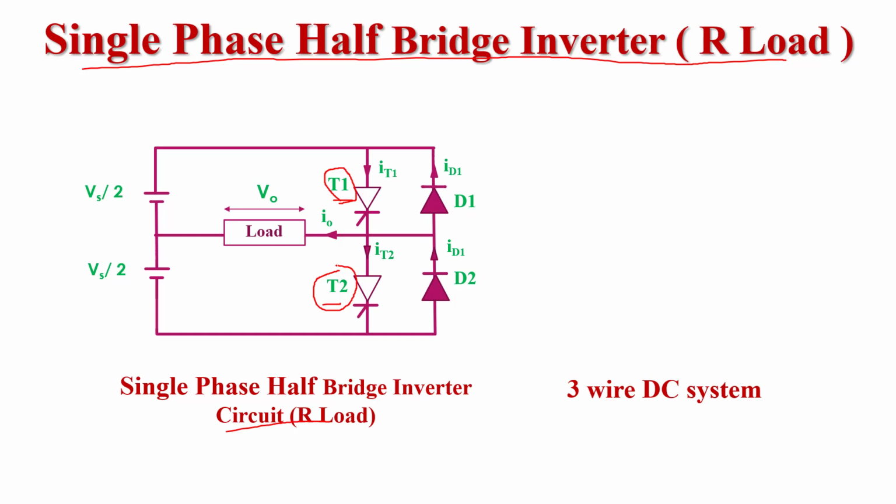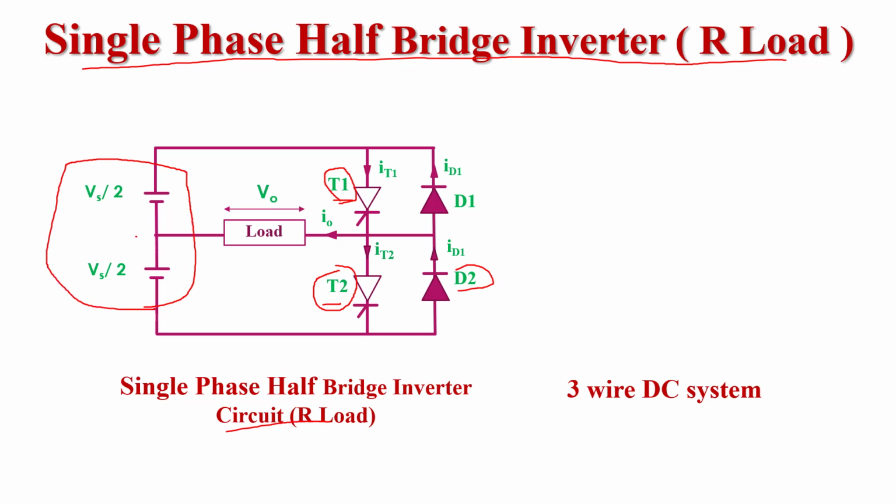But in case of full wave bridge inverter, here we use four switches T1, T2, T3, T4. Now across each thyristor, here we connect a diode in anti-parallel. So D1 diode is connected in anti-parallel with respect to T1 thyristor, and D2 diode is connected in anti-parallel with respect to T2 thyristor. Now here we see at the source side, in case of inverter, the DC voltage or DC power supply.